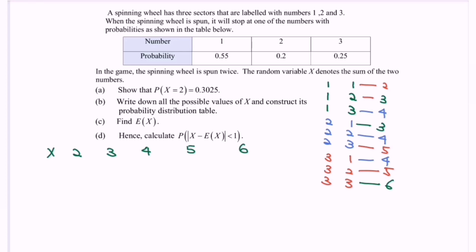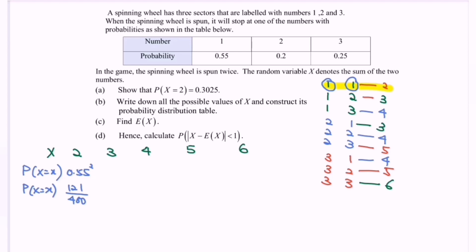So kindly refer to the situation. We have the probability. In order to have 2, kindly refer to this part. That will be the situation. So we have (1, 1). Kindly refer to the table. If we have number 1, we have 0.55. So for this case, we will have 0.55 squared. So the probability will be 121 over 400.